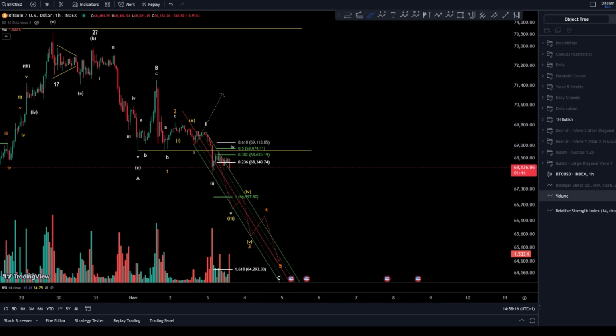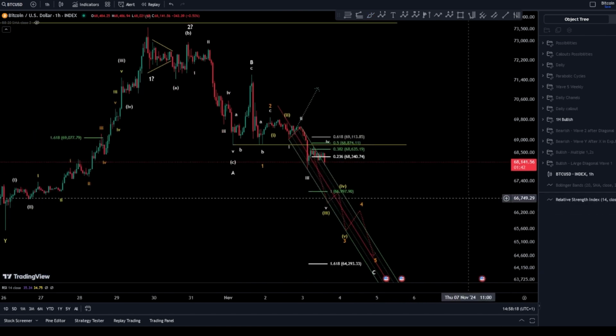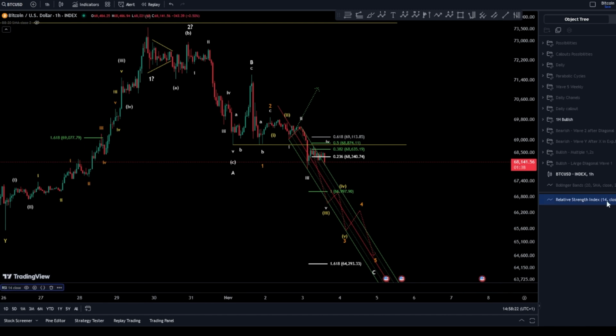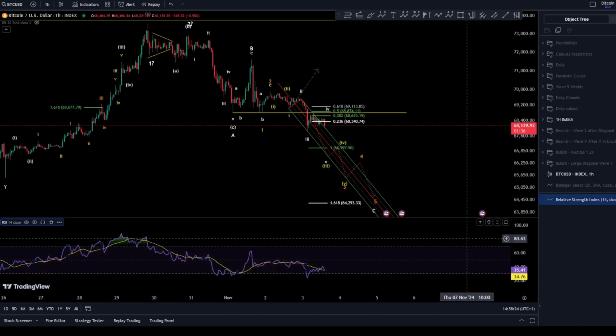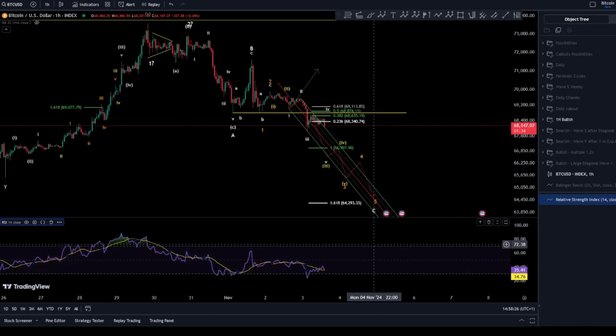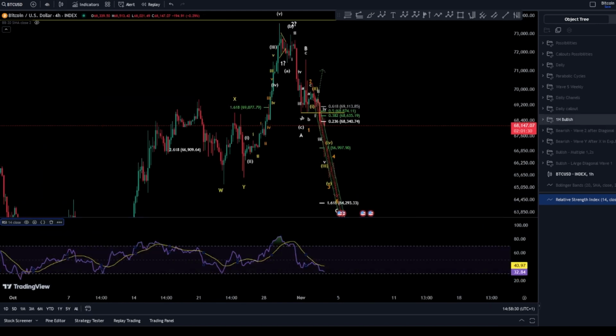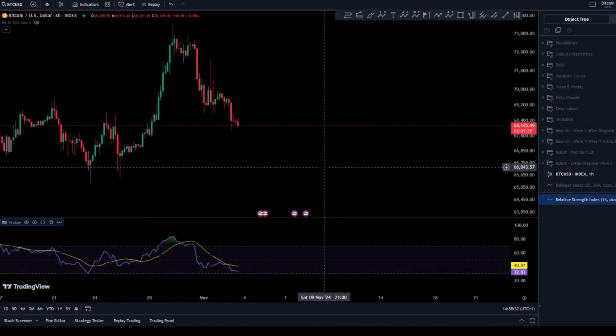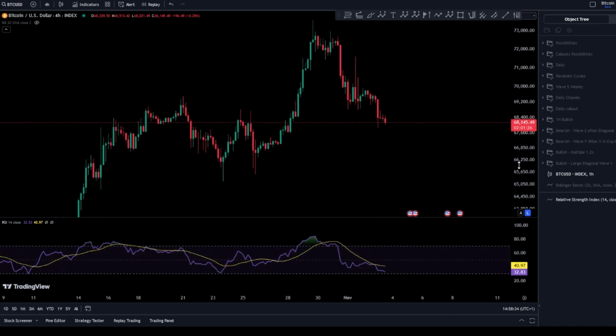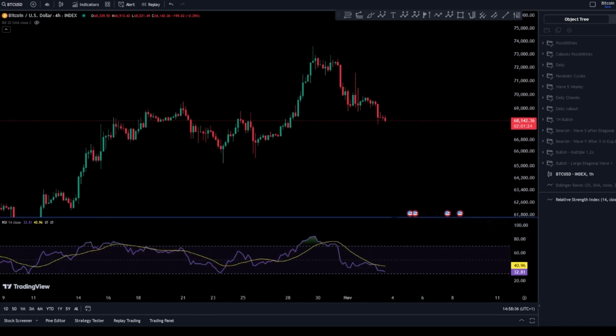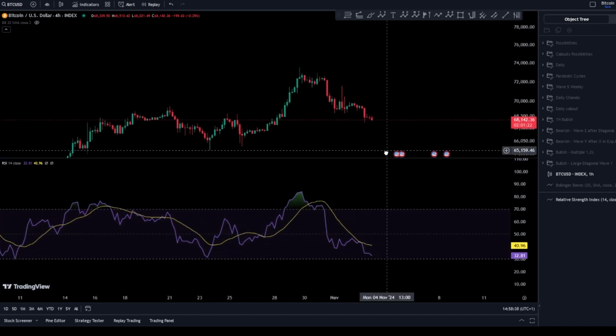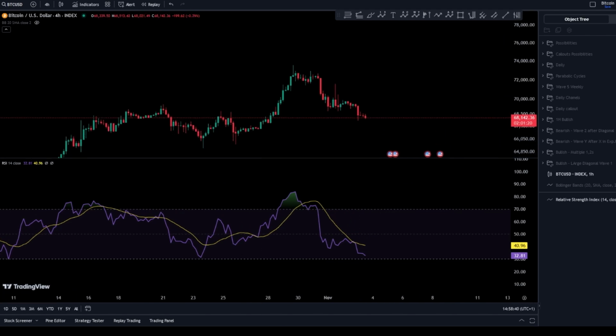Let's move to the RSI, guys. In the RSI, what we can see is a very important signal on the 4 hour chart. Let me turn off everything to see clearly. Here we go. So on the 4 hour chart, we are looking at a very important signal here, which is bullish.